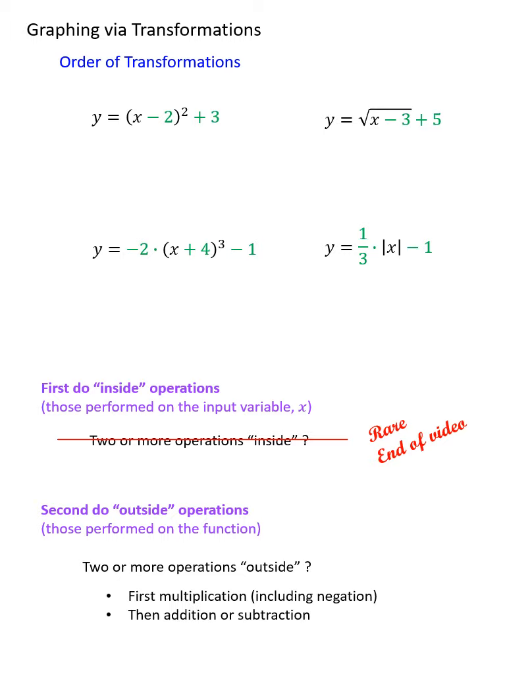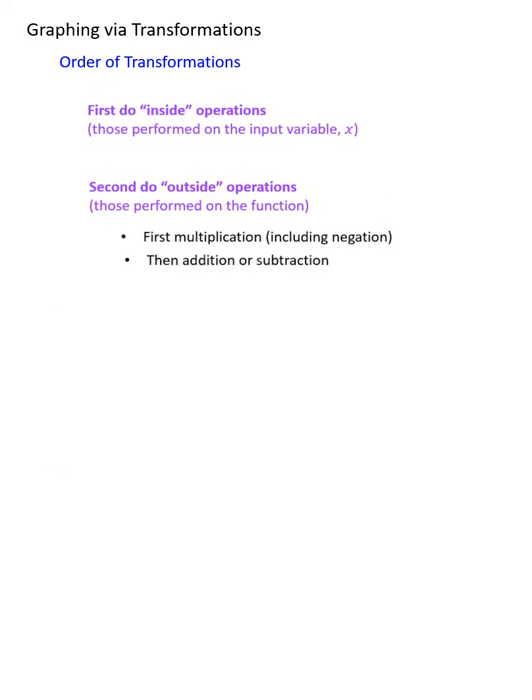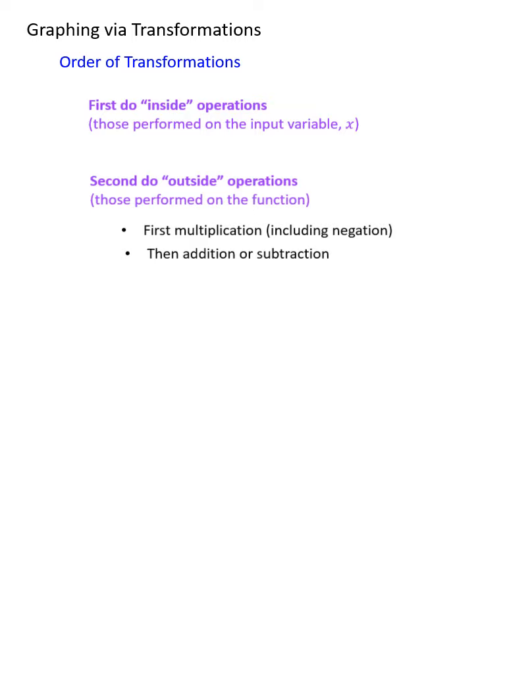Well, it turns out you do multiplication first and then your addition or subtraction. Multiplication includes the negation, which is a reflection through the x-axis, because a negation is a multiplication by -1, so that falls under that category. So essentially, what you have here on your screen is the basic order of transformations when you have multiple transformations and you're graphing something based on one of your library functions.